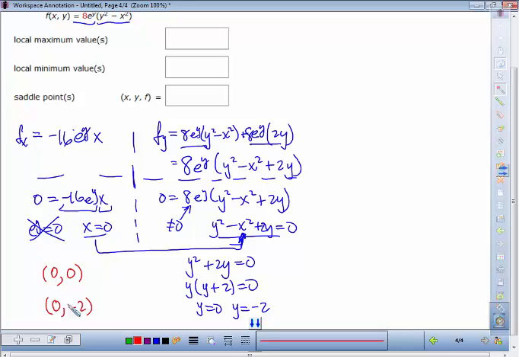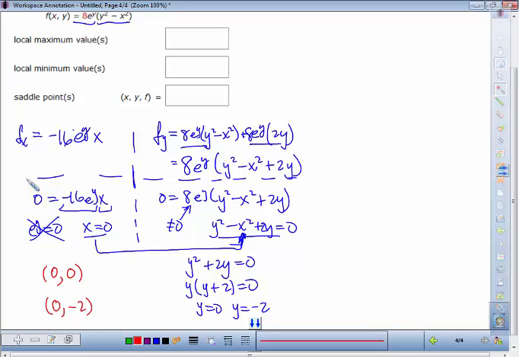So this is good. It has a different feel from the other critical points that we saw earlier. And the idea is to make sure to combine both when fx is equal to 0 and when fy is equal to 0 when you're solving for these critical points. And it has to satisfy both equations at the same time.